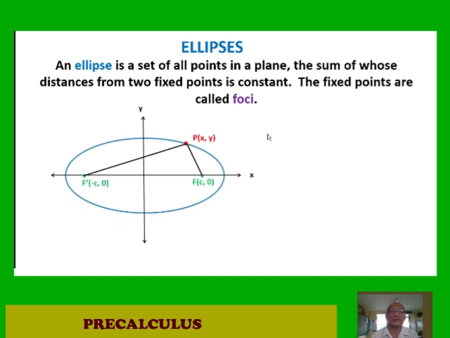Here is the diagram of an ellipse. This point P moves so that its distance, the distance PF plus PF prime, is always constant. This is equal to 2a. Let us identify where this a is.